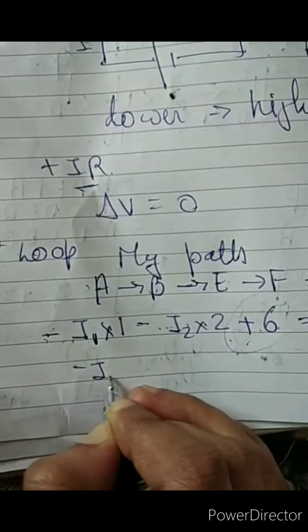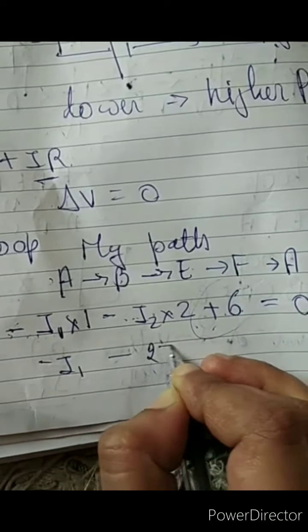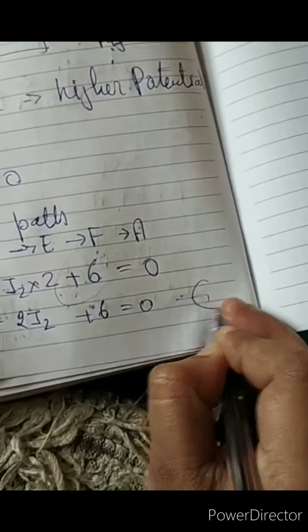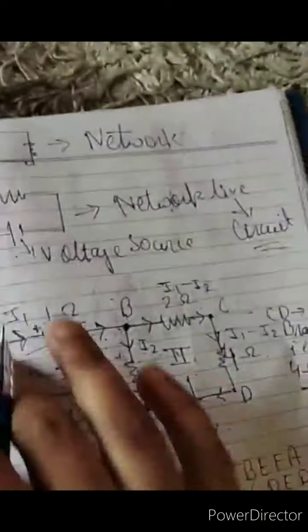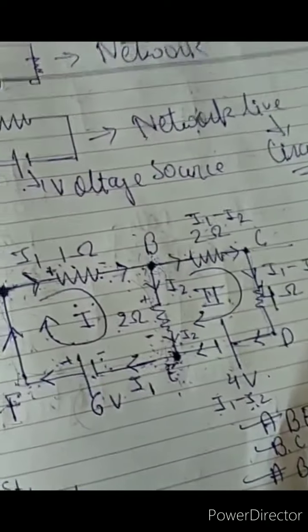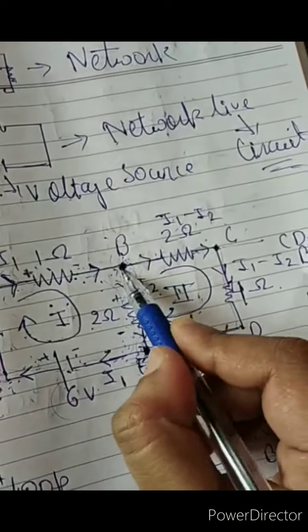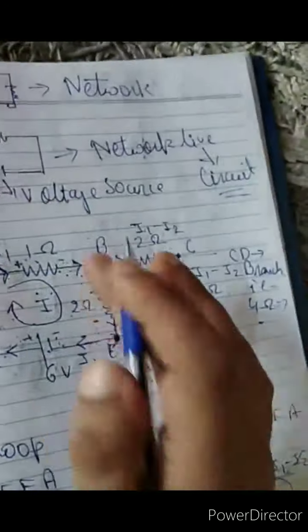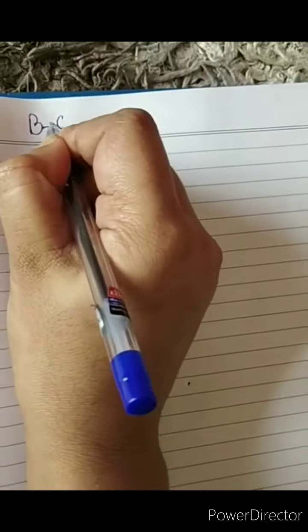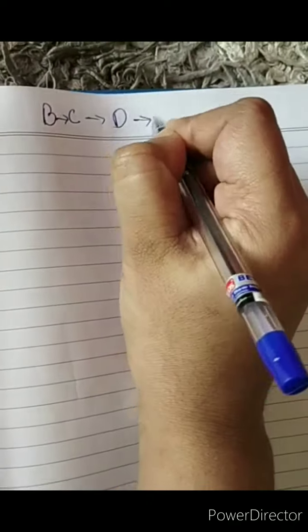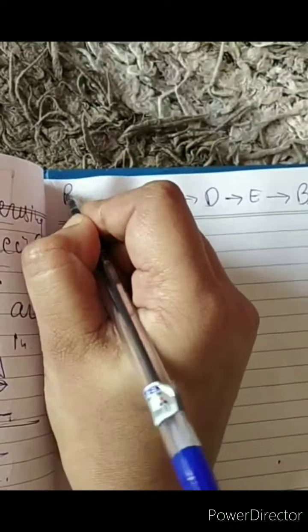So let's rewrite our equation. Minus I1 minus 2I2 plus 6 is equal to 0. This is my equation 1. Now let's solve my second loop. Again I'm traversing in this direction; you can take any direction you want. I'm starting from B, going from B to C, C to D, D to E, and again B. Okay, this is my path. I've chosen my path now.